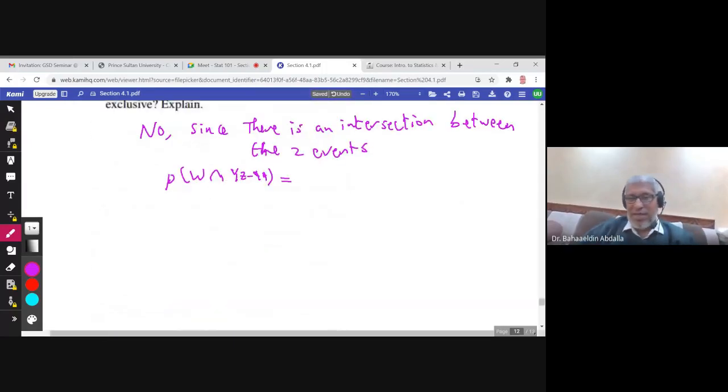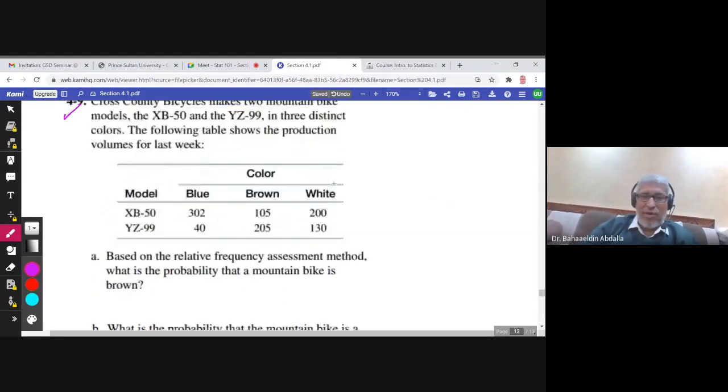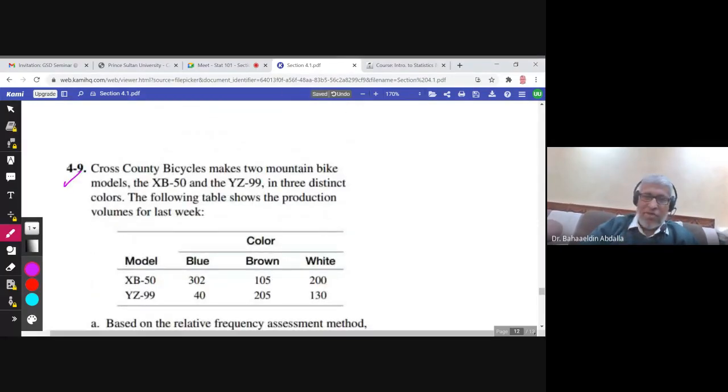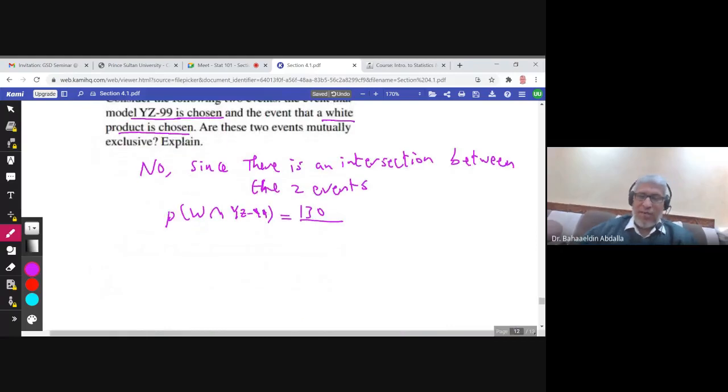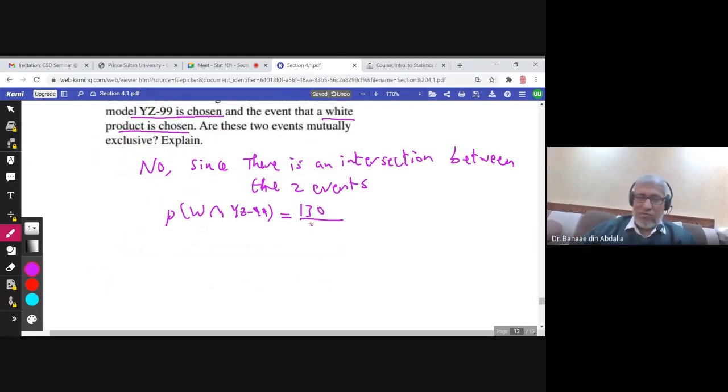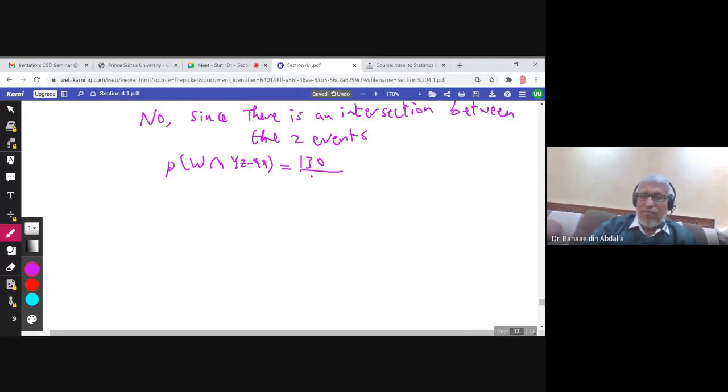The probability here is 130 over the total number of bikes. You need to count all of them, find the total, and put it here. So very simple. They are not mutually exclusive because there is an intersection between the two events.